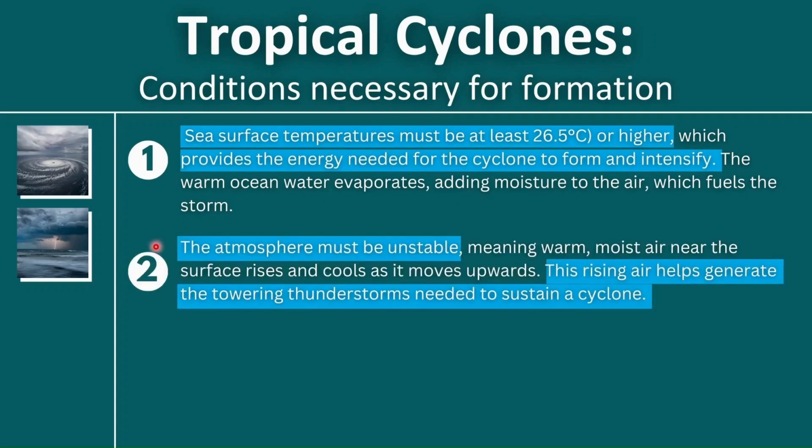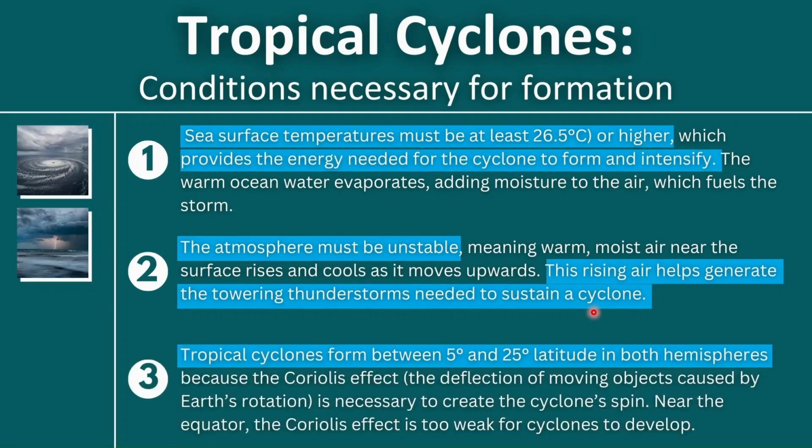The next condition is that the atmosphere must be unstable, meaning warm, moist air near the surface rises and cools as it moves upwards. This rising air helps generate the towering thunderstorms needed to sustain a cyclone. Tropical cyclones form between 5 degrees and 25 degrees latitude in both hemispheres because of the Coriolis effect. Now, the Coriolis effect is the deflection of moving objects caused by the Earth's rotation, right? This is necessary to create the cyclone spin. Near the equator, the Coriolis effect is too weak for cyclones to develop. Therefore, it has to develop between 5 degrees and 25 degrees latitude in both hemispheres, right?